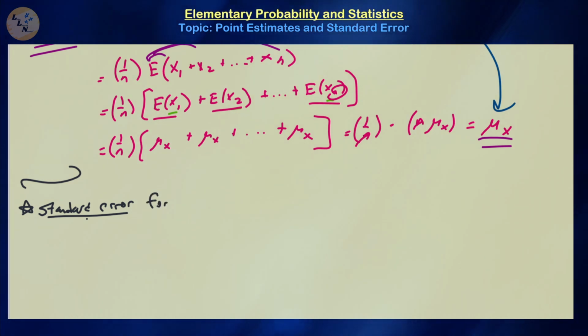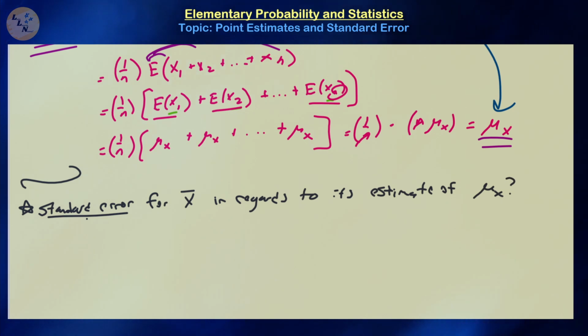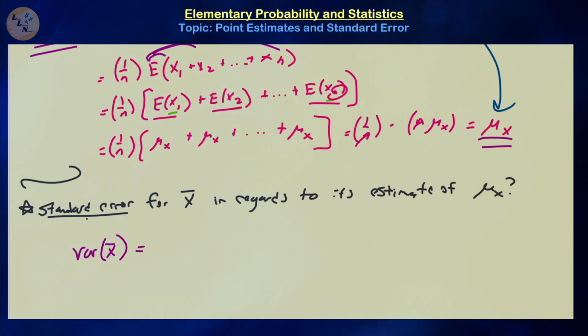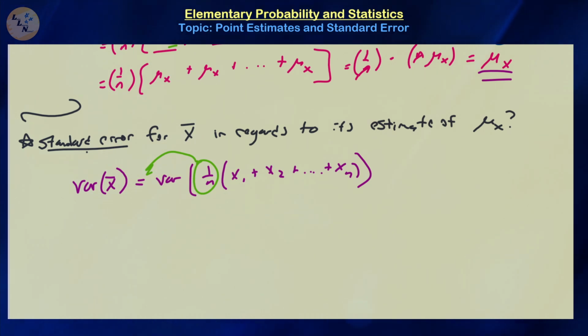So what is the standard error for the estimate of x bar in regards to its estimate of mu x? Pretty much what we're asking is, what is the variance of x bar? So the variance of x bar is going to be equal to the variance of 1 over n times x1 plus x2 all the way down to xn. Again, this 1 over n is a constant. It can be quadratically factored out of the variance. Remember that property from the properties of variance.